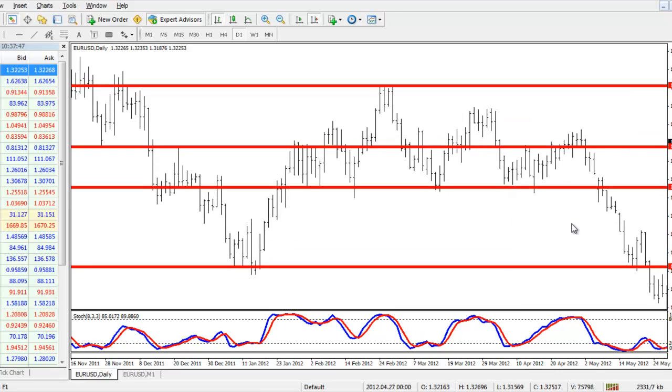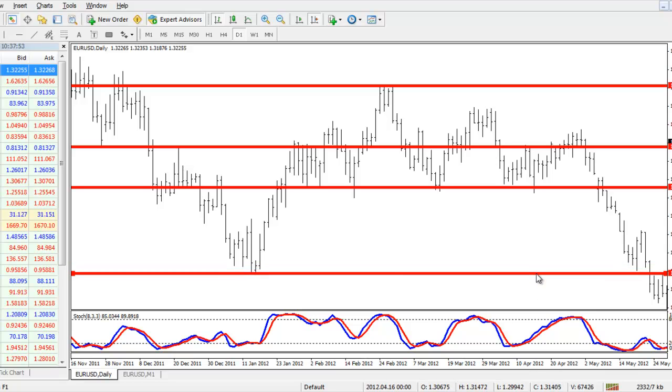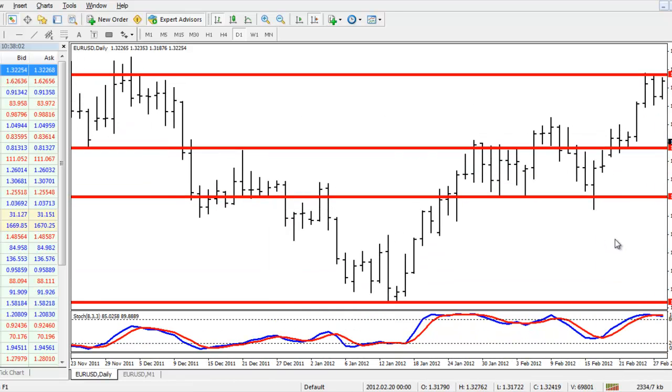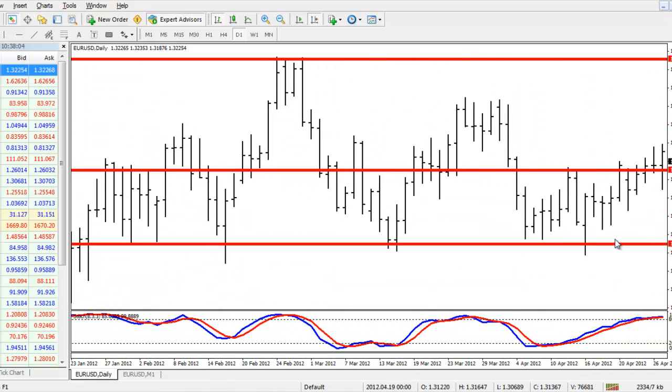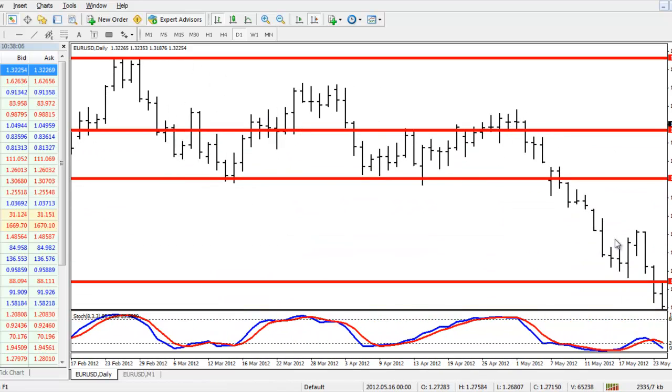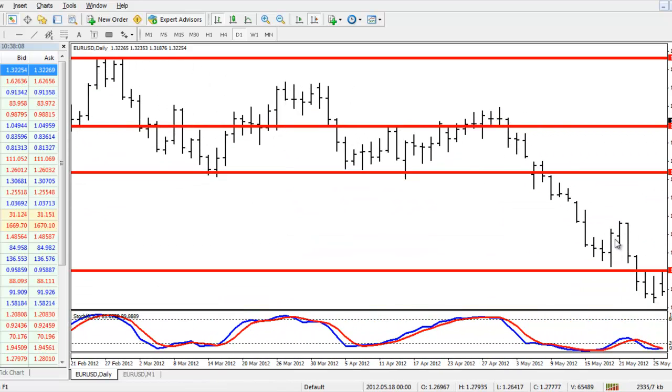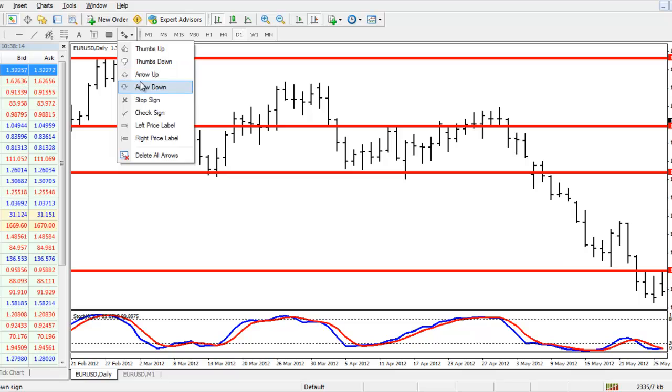So first of all, we can see that we actually have price breaking through this support level at the bottom here. And we can see it actually breaks through this level, pulls back and forms, if I just zoom in a bit more, breaks through, pulls back and forms this pin bar. And I'm just going to highlight that now with an arrow.